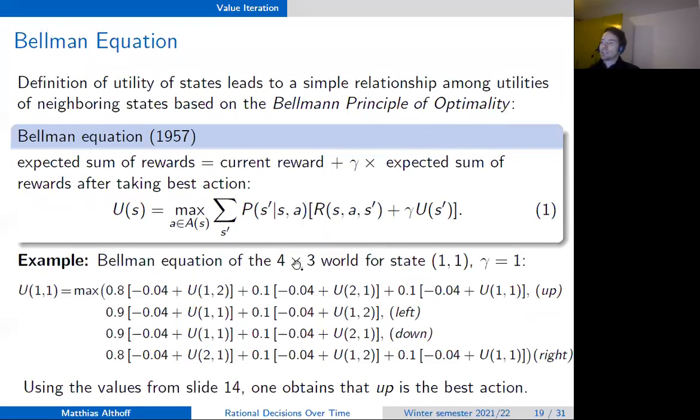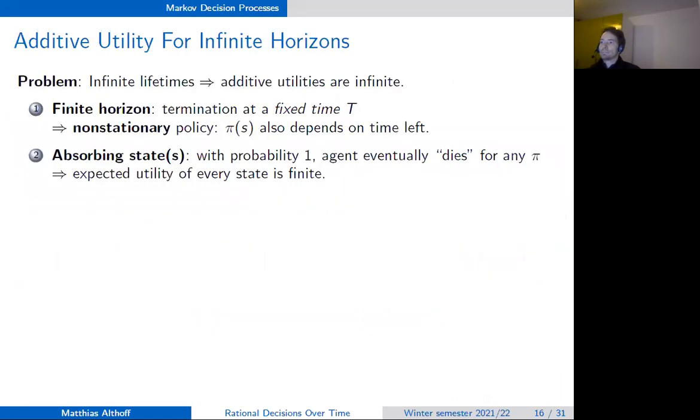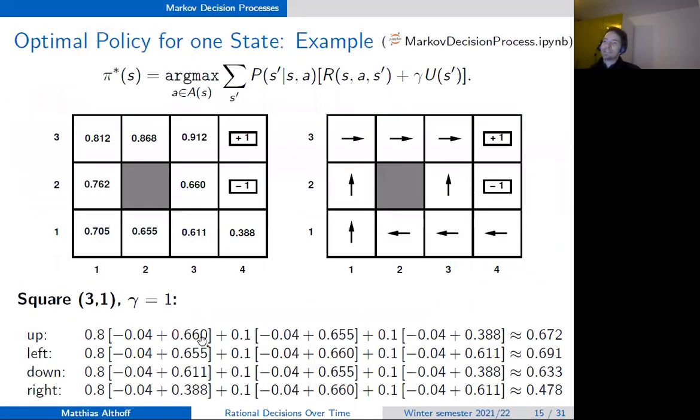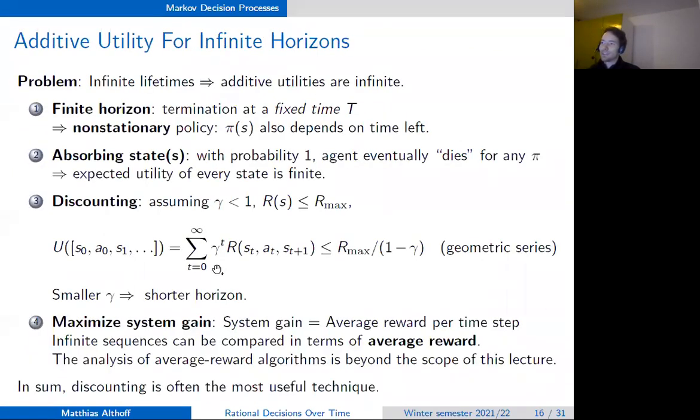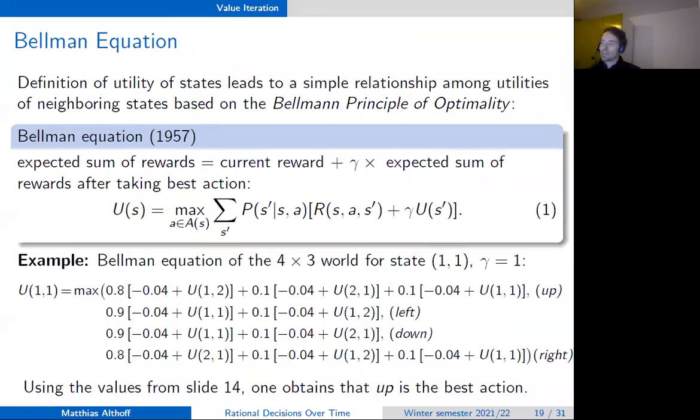So again, if you use our 4x3 world example, and now if you're in state 1-1, then again, you have 80% of going to state 1-2 if you have the action up, and 10% for the sides, the same for left, down, and right. And if you compute the utilities for each action, then you see that up is the best action, and the utility that you obtain is also then the utility that we're using. The problem now is we need the utilities to compute the utilities, as you've seen. So this is kind of a hen and egg problem. So we will discuss how we solve this problem tomorrow.